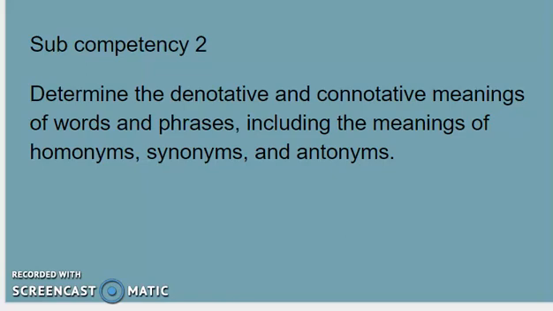Hello, people. So today we're going to talk about subcompetency 2, which is determining the denotative and the connotative meanings of words and phrases, including the meanings of homonyms, synonyms, and antonyms.